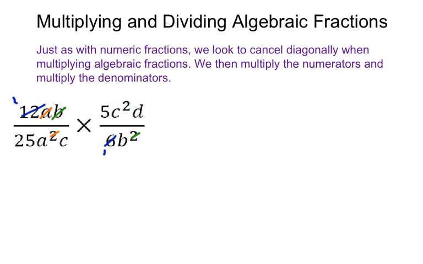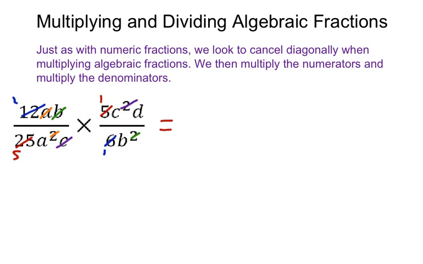Now we've got the 5, which cancels with the 25, leaving 1 on the top and 5 on the bottom. Now we're going to do the c. There's a c squared on top and a c on the bottom. So the c on the bottom cancels with one of the c's on the top. And finally, we've got a d on the top, but there are no d's on the bottom, so that's going to stay as it is.